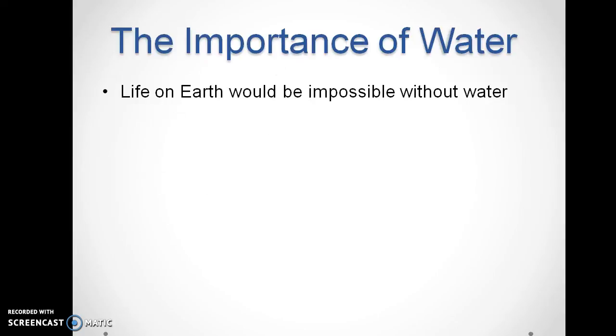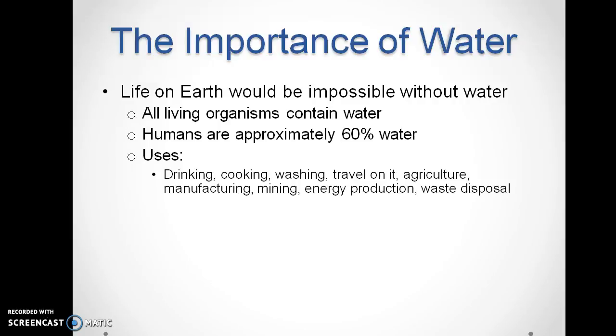So first of all, when we started off with talking about air and air pollution, we started talking about the importance of the atmosphere and what it does for our planet. So let's talk about the importance of water and what it does for our planet. Essentially, life as we know it would be impossible without water. All living organisms contain water. Humans ourselves are 60% water.